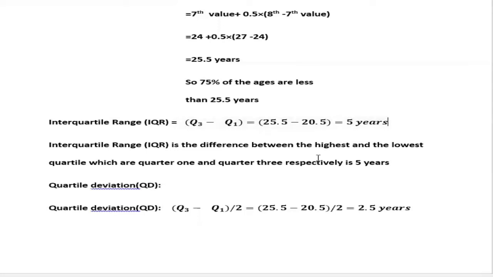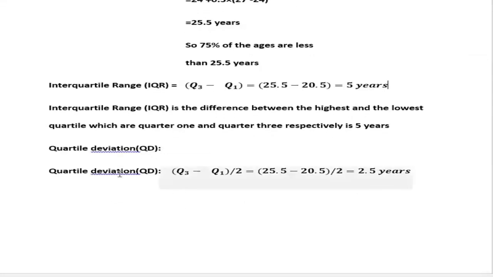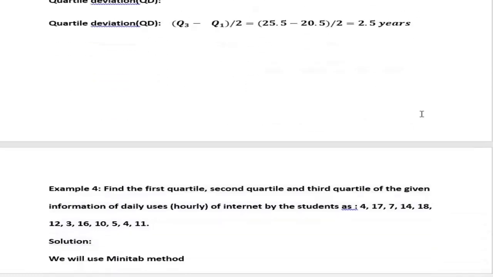So another important measure from the quartiles we can do is called quartile deviation. Quartile deviation is nothing but the interquartile range divided by 2. That is Q3 minus Q1 divided by 2, we will get 2.5 years. And this is nothing but the average difference between the highest and lowest quartile. The important thing you have to understand is the interquartile range, IQR. You have to remember the IQR.